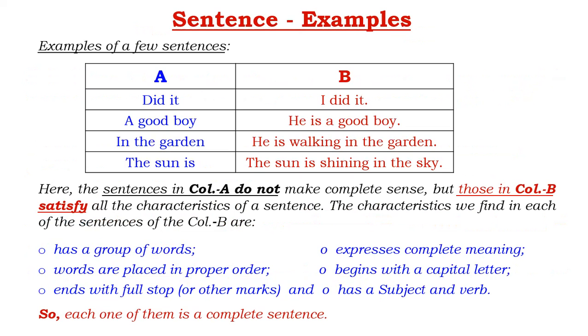A few examples of sentences are shown here to make you understand the difference between a complete sentence and an incomplete sentence. Here, in the sentences in column A and the sentences in column B, we see that the sentences in column A do not express a clear sense or any meaning and thus do not satisfy the characteristics of a sentence. These are just a group of words. But the sentences in column B are complete, as these sentences express meanings, convey messages clearly, and thus satisfy all the characteristics that a sentence should possess.